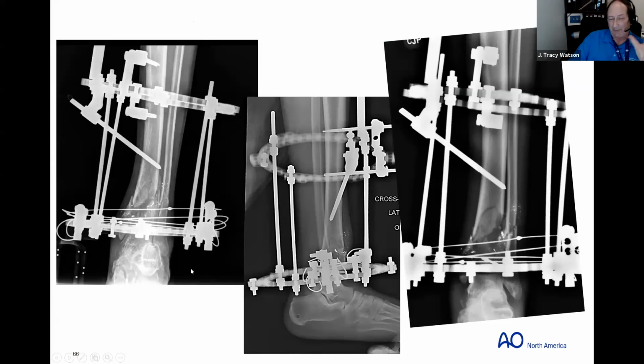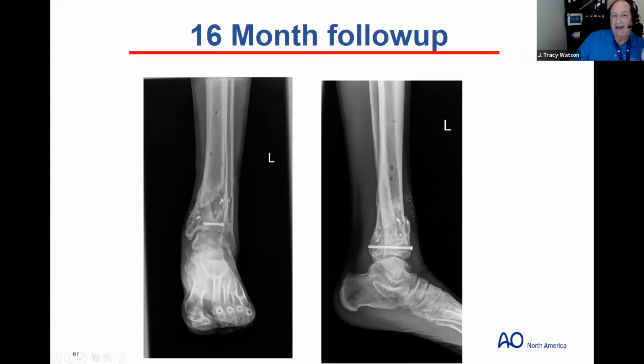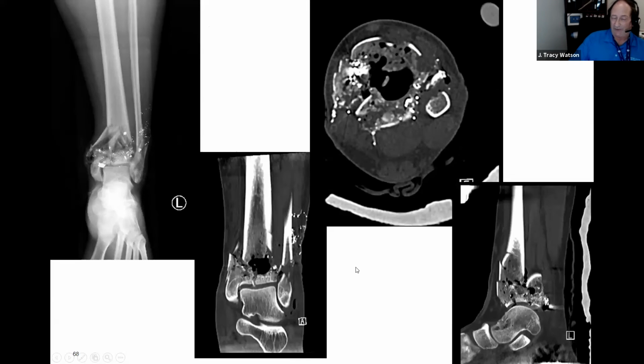You allow that big defect to consolidate, early weight bearing at 16 months. The joint looks great. Everything is healed, no bone graft, and just small little poke holes. Unfortunately, another gunshot wound, big hole, bad soft tissues, significant comminution. The joint is pretty well blasted.